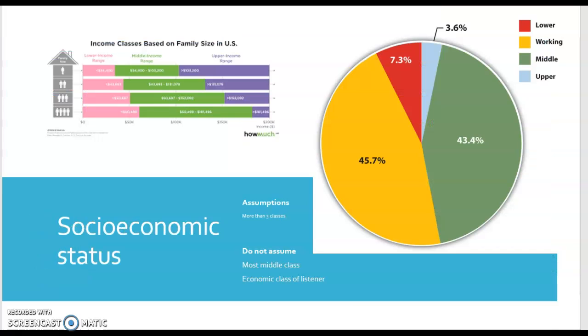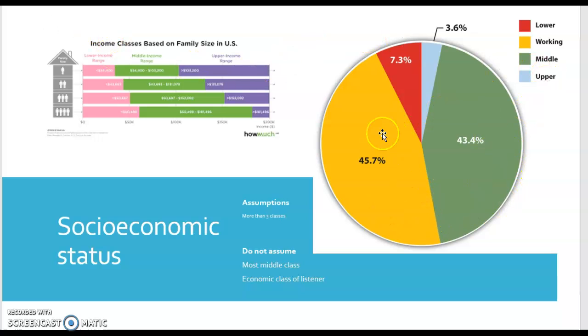Okay, and then we have two other demographics. Socioeconomic status. Okay, socioeconomic status is really where you stand in the social class. Now, assumptions. Typically, you will see lower, middle, upper class. Please assume that there are more than 3 classes. There are lower classes, there are working classes, there are working lower classes, there are working middle class, and there's working upper class.